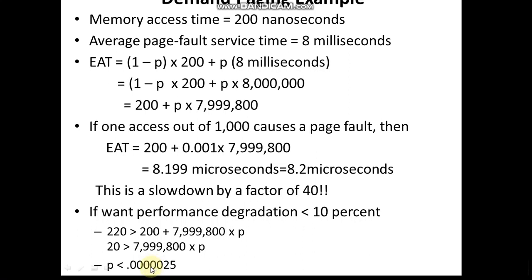How many? These are 1 lakh instructions, right? Out of 1 lakh instructions, it should cause only 25 page faults to keep the performance degradation below 10%. Here it is reduced by a factor of 40, as in the above example. So when 1 in 1000 instructions was causing a page fault, in order to reduce it, you can make it 25 for 1 million instructions.